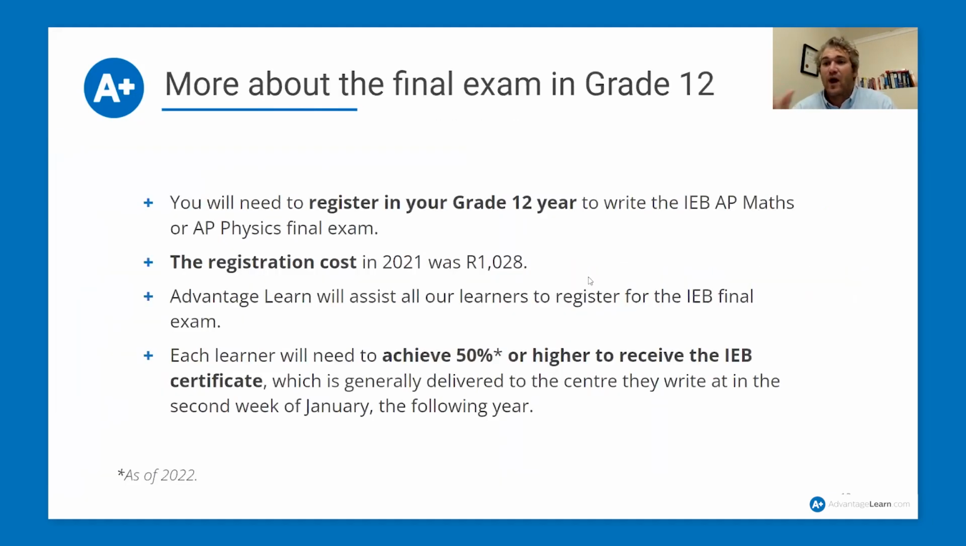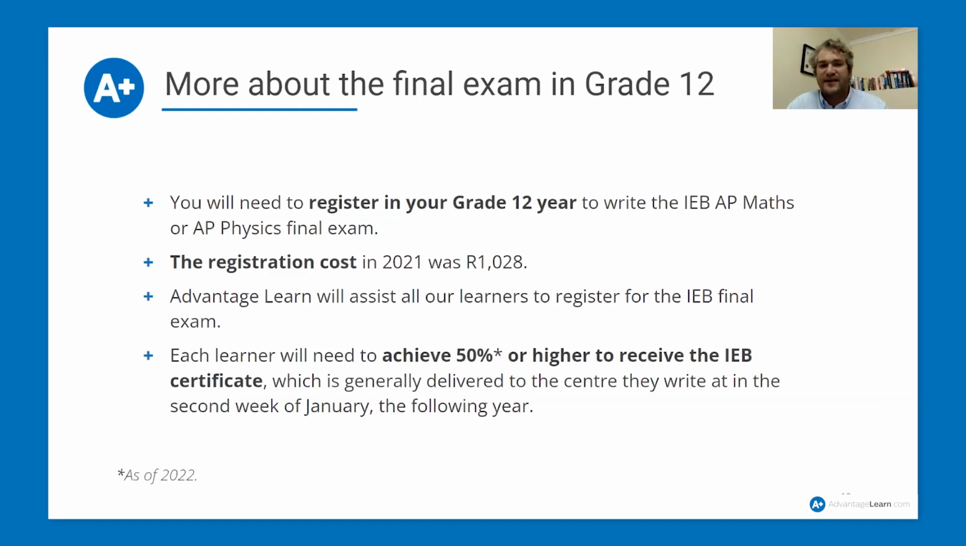There is, however, one other change which needs to be noted. In the past, to achieve a certificate in matric on the advanced programs, learners needed to achieve over 40% in the final exam. Moving forward, learners need to achieve over 50% in the final exam. So the pass mark has gone up.